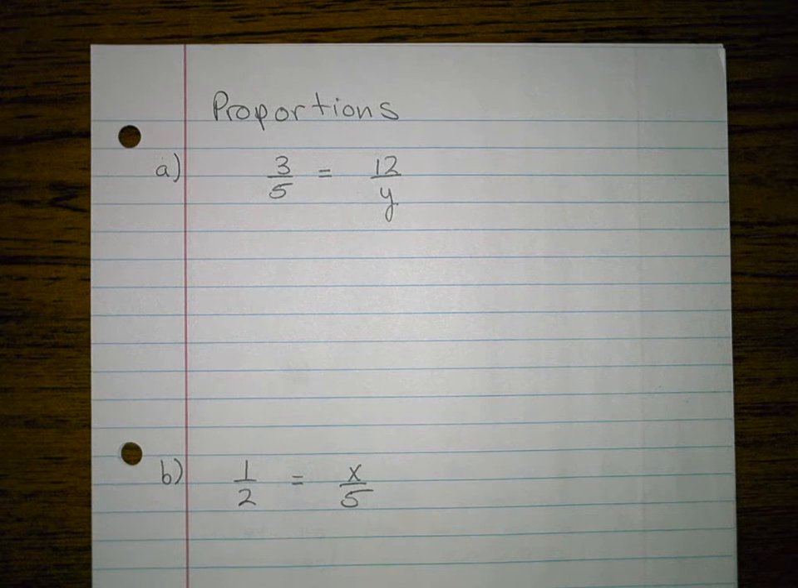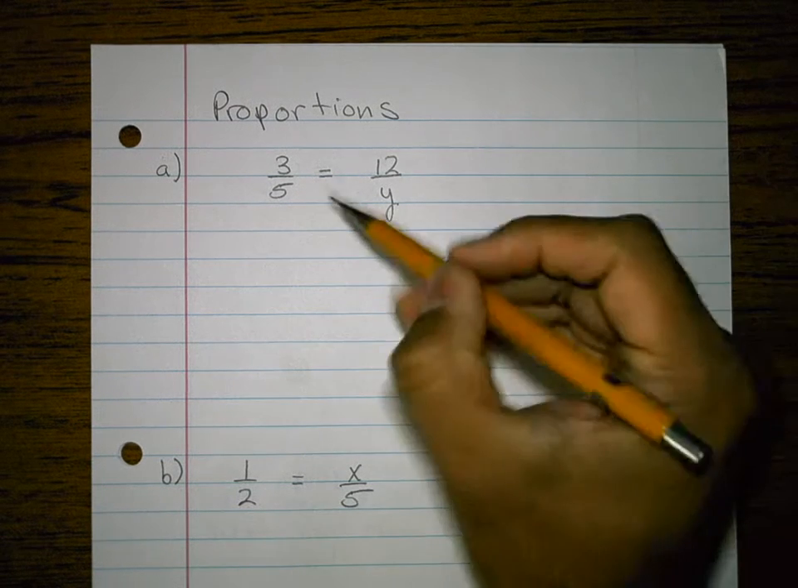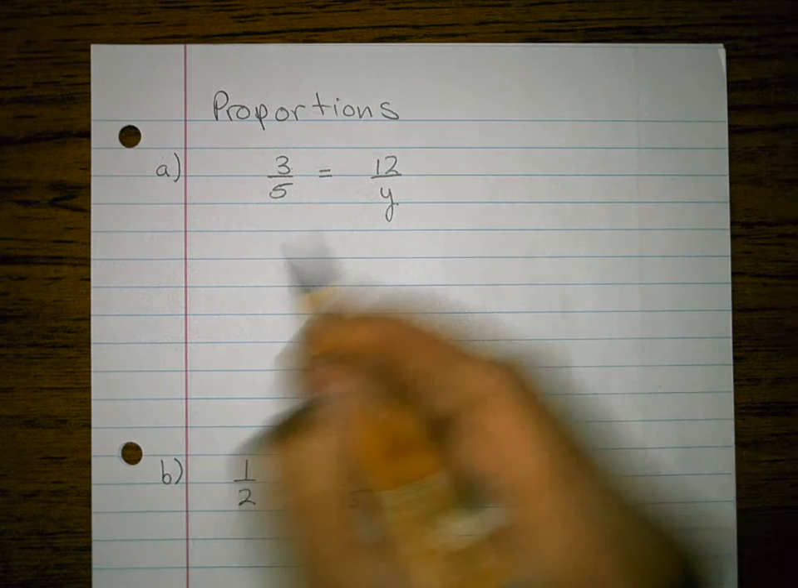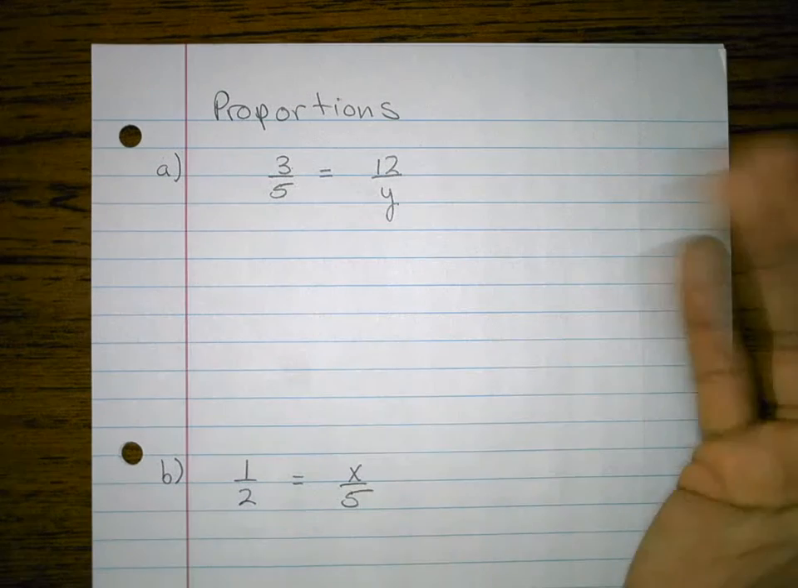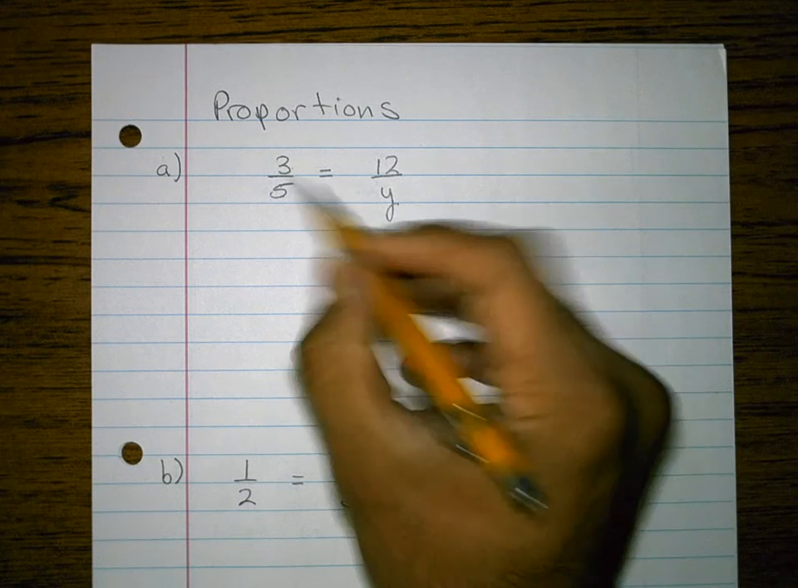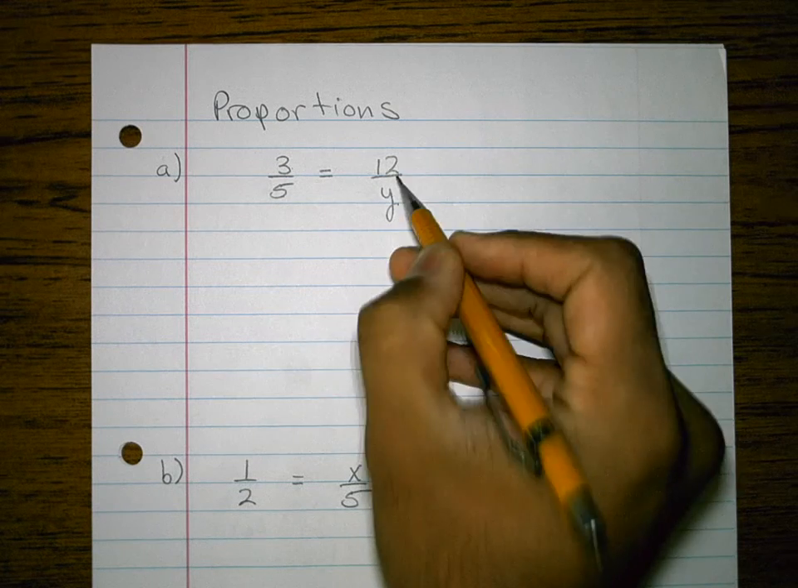Alright, this is a video on solving proportions. So I have some examples set up here. I've got 3 over 5 equals 12 over y, and I want to find the value of y. The first thing you need to make sure you understand is that you can't cross cancel, or what people call cross reduce. These are on opposite sides of an equal sign. Okay, so I have a fraction equal to a fraction.